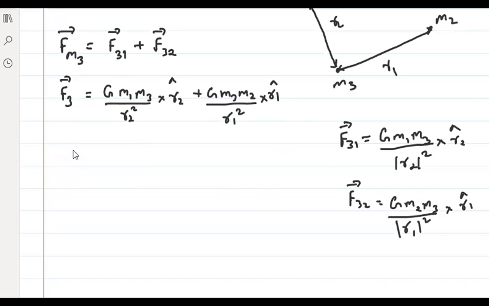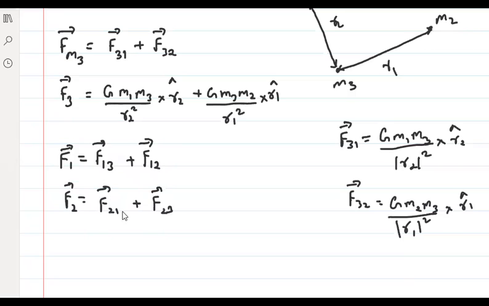In the same way, if I want to find the force on F1, it will be F1 due to 3 plus F1 due to 2. Force on F2 will be force on 2 due to 1 plus force on 2 due to 3. Agree, everyone? You can find it in the same way.